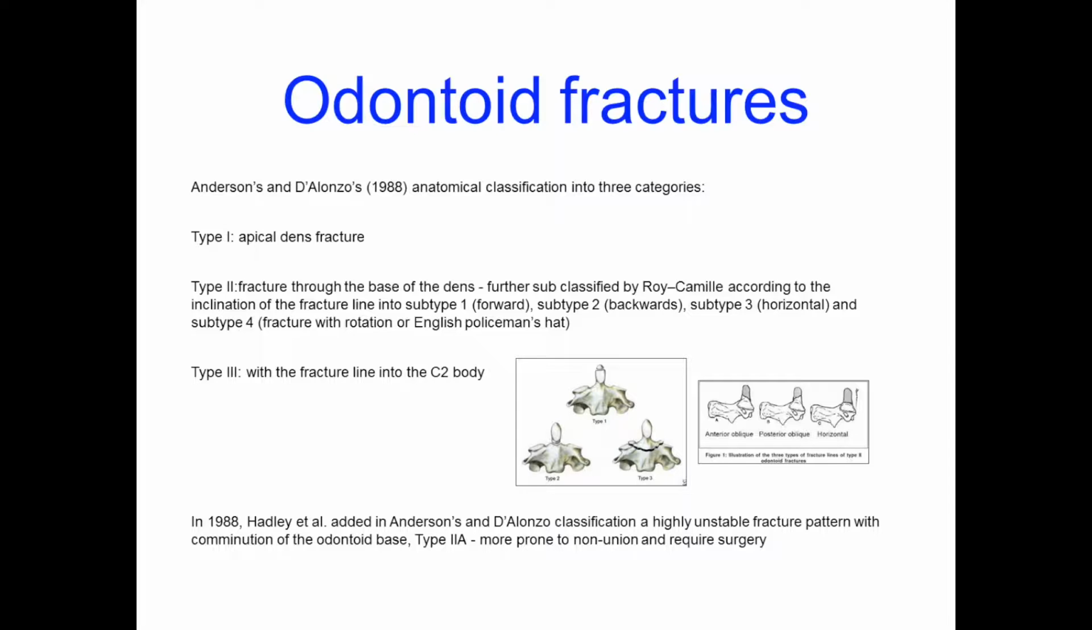Roy-Camille then reclassified, or added an extra step, and classified the directionality of the fracture line of our type 2s, which is helpful in guiding our treatment. So we have an anterior oblique, a posterior oblique, or a transverse fracture line. That's important when it comes to fixation techniques for odontoid fractures. Hadley also added an extra step where he added extra comminution at the base of our fracture. These are type 2As, and these are also more prone to non-union and often require surgery.